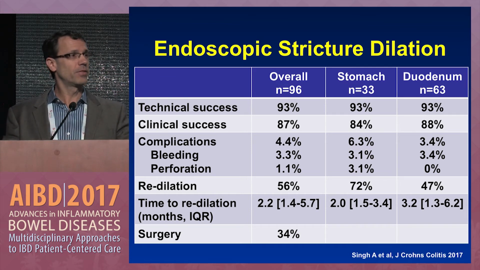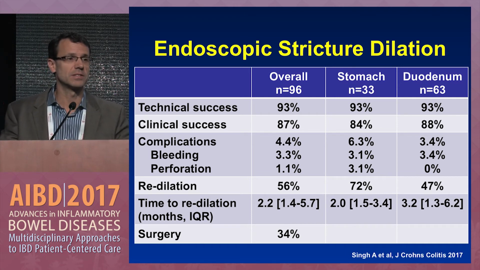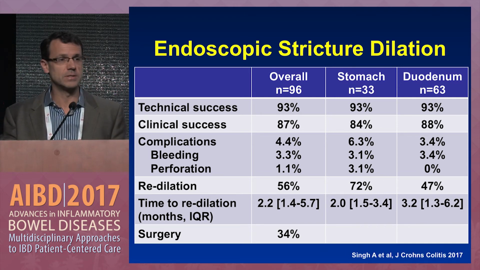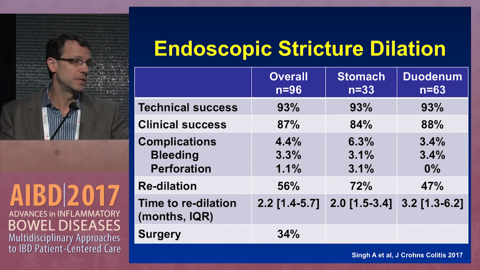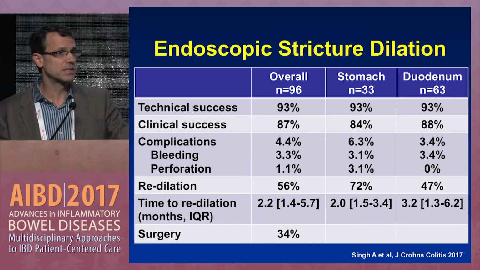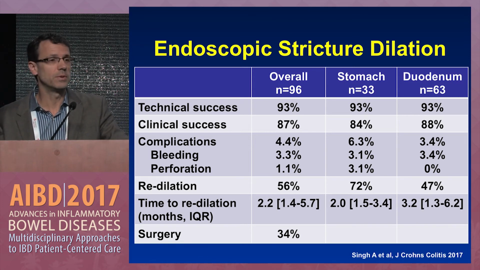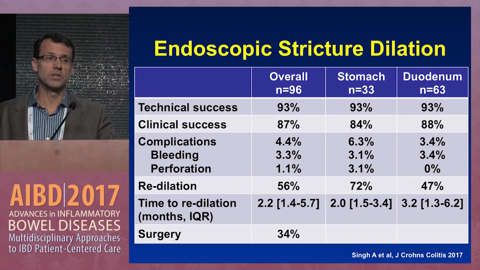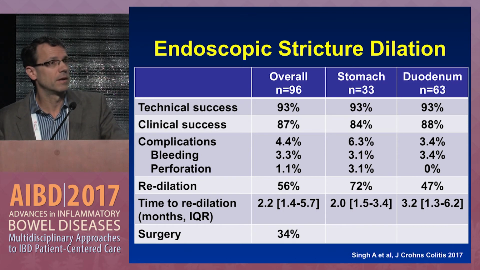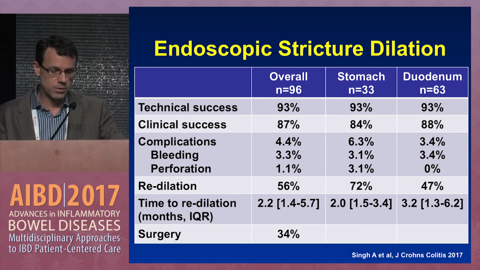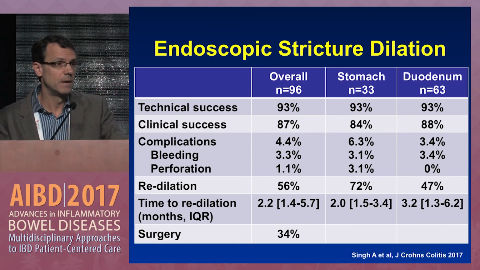So they identified 35 patients with Crohn's disease who underwent 96 endoscopic dilations. A third of them were in the stomach, in the pyloric region, and about 2/3 were in the duodenum. There were high rates of technical success, regardless of location, and low rates of complication, mostly due to bleeding, with very low rates of perforation. About 50% or more needed redilation, more commonly in the pyloric region than in the duodenum, after a median of 2 to 3 months. And a third of patients ultimately required surgery.